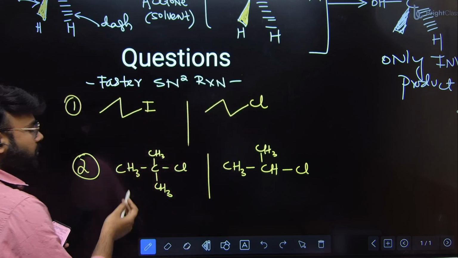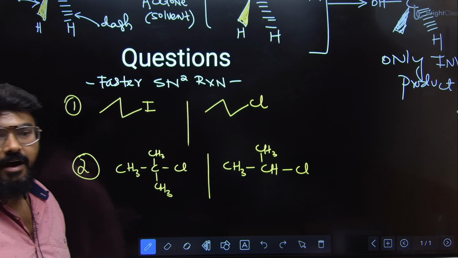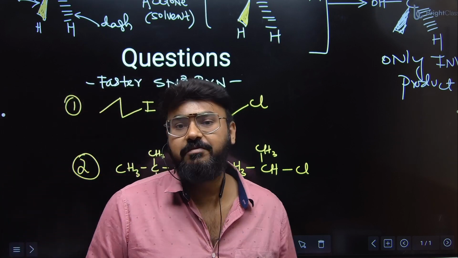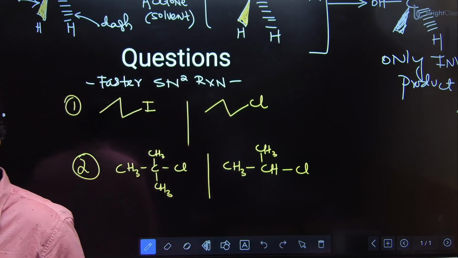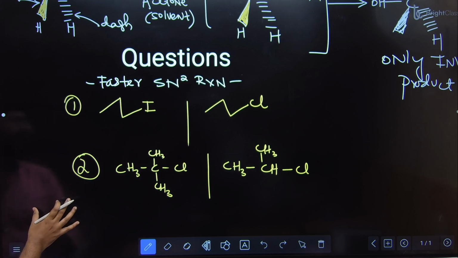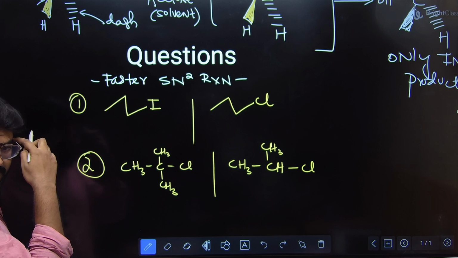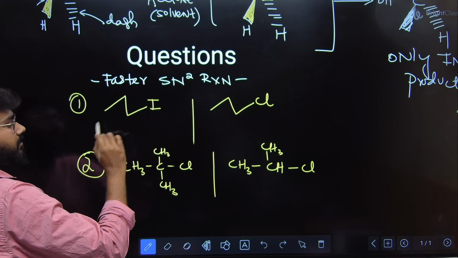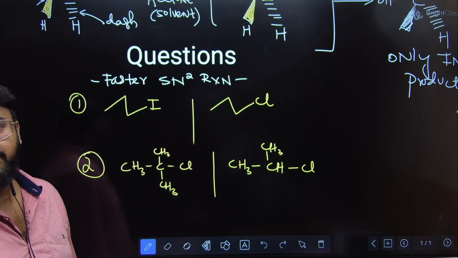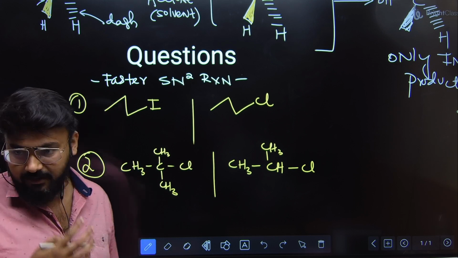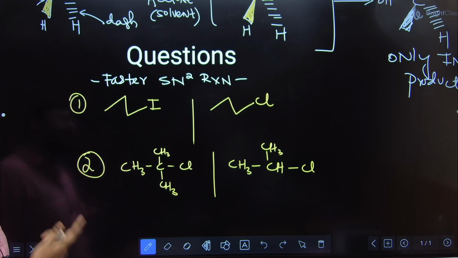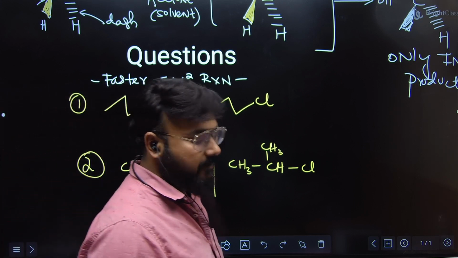Guys, there are two questions. You have to identify who will give faster SN2. Okay, first solve it, then tell the answer. There are two questions, separate questions. In between them, you have to decide who will give faster SN2 and why. The second one is very easy. The first one you have to tell. Okay.